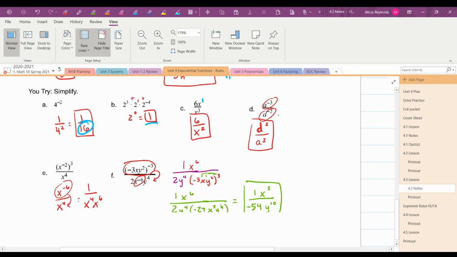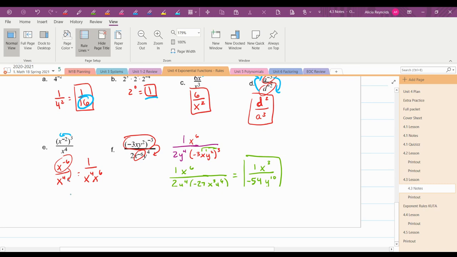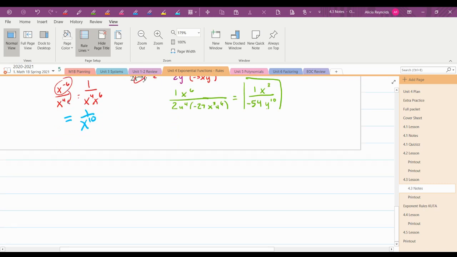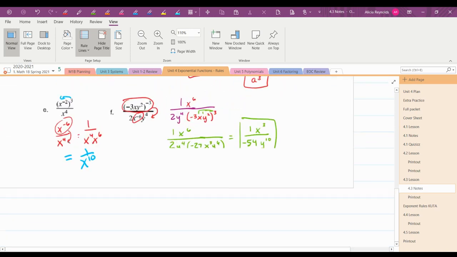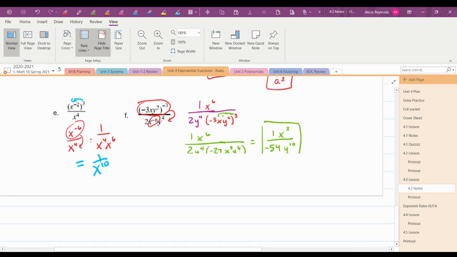Here I just need to switch both of these from numerator to denominator to make that positive. Here we distribute and get -6 and then move this to the bottom. And this is going to equal 1 over x to the 10th, which I believe those notes just might have got squeezed off the page. And here we're going to move this entire chunk to the bottom in order to change this to +3.